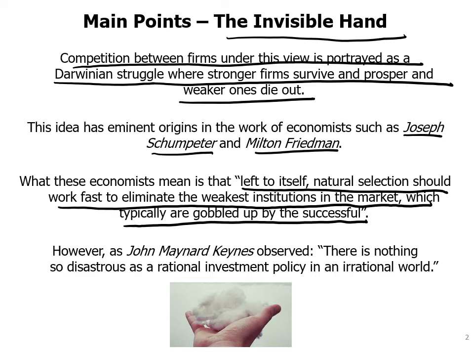All right, but why is this contentious? Because you have this great economist as well, a British economist by the name of John Maynard Keynes. And what he's saying is that there is nothing so disastrous as rational investment policy in an irrational world. So what's he saying? He's saying that there are some things that happen quite by chance. Some things are irrational, you can't explain everything. So this idea that the best will survive is not always rational in economics, and we will see why in a minute.